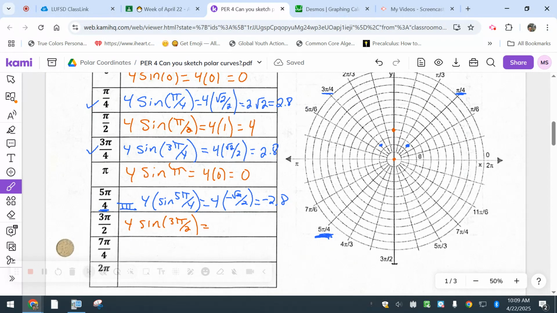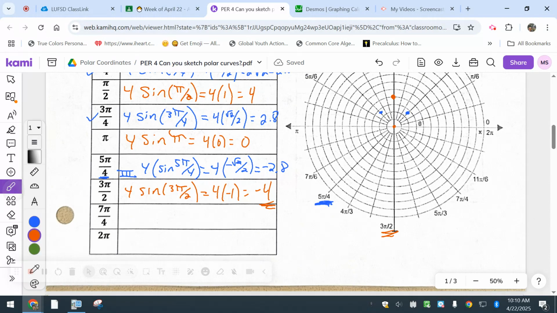Well, at 3 pi over 2, the sine value is negative 1, right? So this is going to be 4 times negative 1, which is negative 4. But remember, when you get these negative R values, I would be on 3 pi over 2, but the problem is I have to reflect through, so I end up back up here. Okay? And you might be wondering, what the heck is this shape going to produce? And this is where your calculator is going to help you, okay? Let's just finish off.